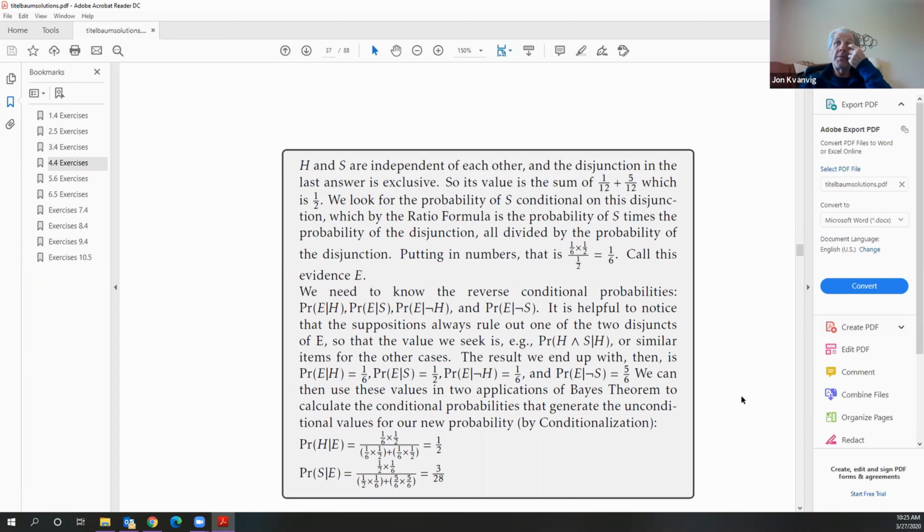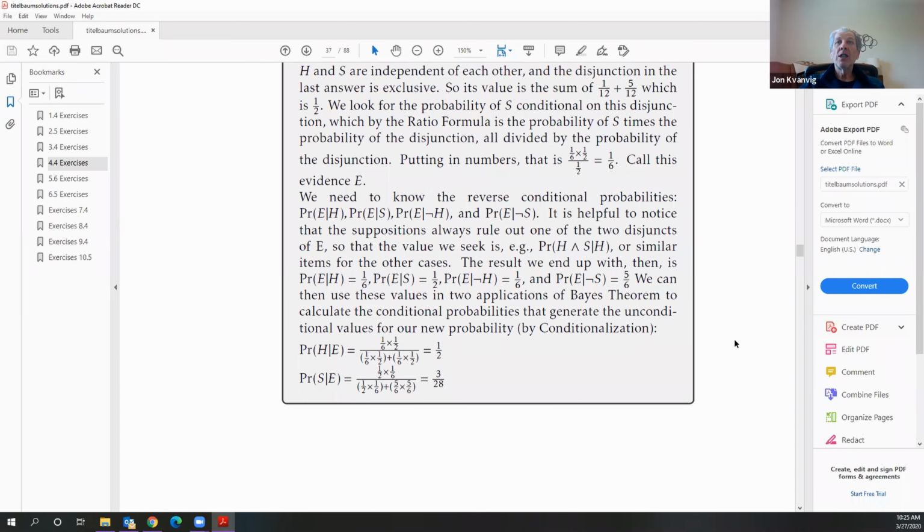We look for the probability of S conditional on this disjunction, which by the ratio formula is the probability of S times the probability of the disjunction, all divided by the probability of the disjunction. Putting that in numbers, we get 1/6 times 1/2 over 1/2, which equals 1/6. Call this evidence E. We need to know the reverse conditional probabilities as well.